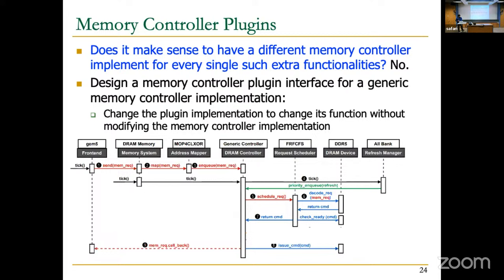So here we have the high-level system architecture as before, and the plugin lies in between here. It's between the DRAM command returned by the scheduler. It's after the request scheduler picks the DRAM command to be issued, and before the DRAM command is actually issued to the DRAM device model.